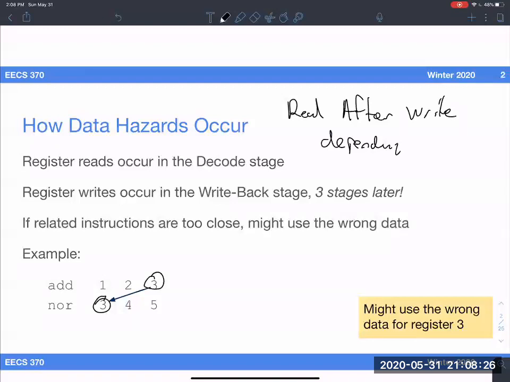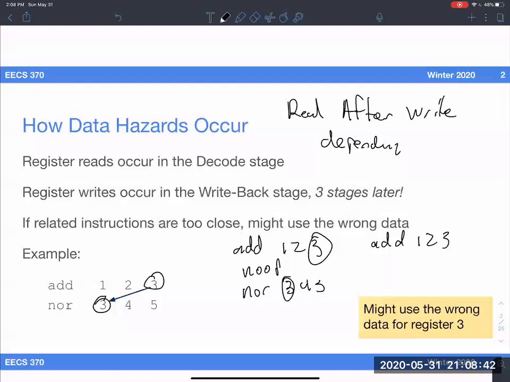These data hazards can occur up to 2 instructions away. So add 1 2 3, no-op, nor 3 4 5: there's still going to be that data dependency. We don't get rid of it until we have 2 instructions in between. So let's say we had add 1 2 3, maybe lw 4 5 7 or something like that, and then a no-op, and then nor 3 4 5. This 3 is no longer related to this 3 in any way, and there's no data hazard.